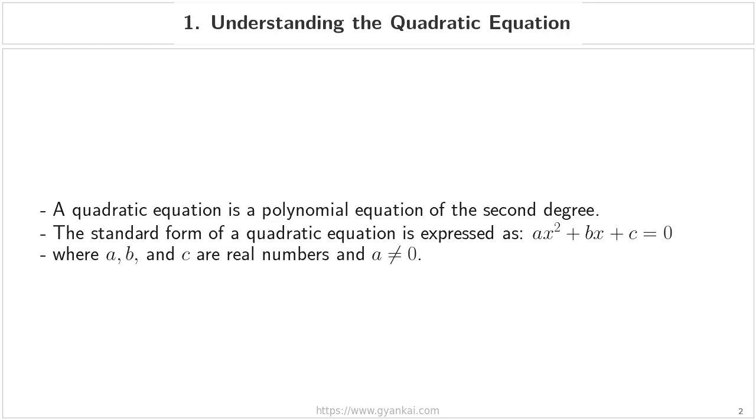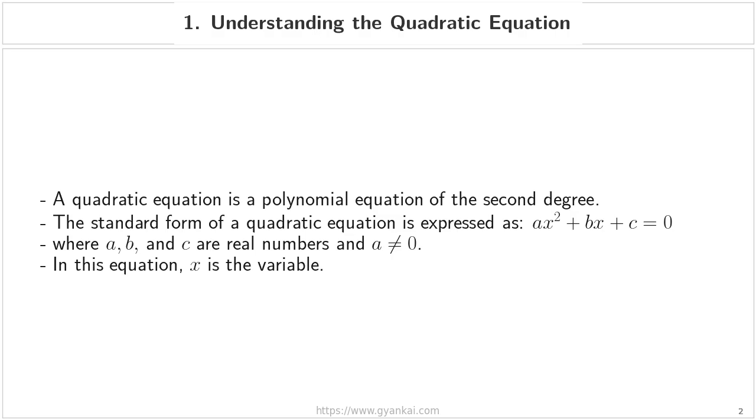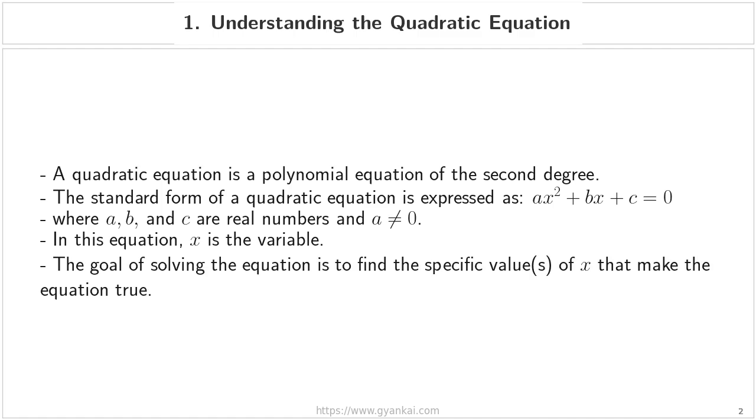In this formula, the letters a, b, and c represent real numbers, which are our coefficients. However, there is one crucial rule to remember. A cannot be equal to 0. If a were 0, the x squared term would disappear, and we wouldn't have a quadratic equation anymore. In this context, the letter x is our variable, the unknown value we are interested in. As we will see in the next few slides, our ultimate goal when solving these equations is to find the specific value or values of x that make the entire equation true, or in other words, make the left side equal to 0.